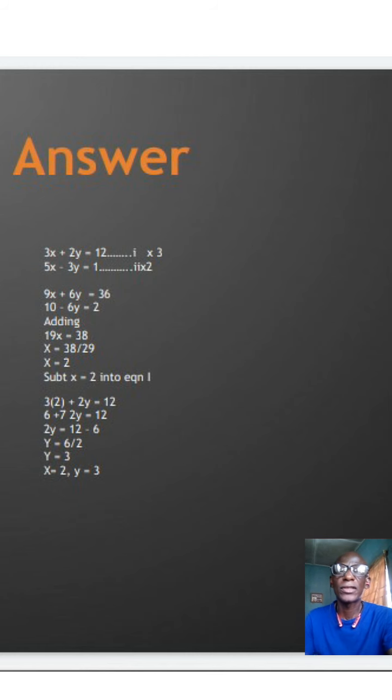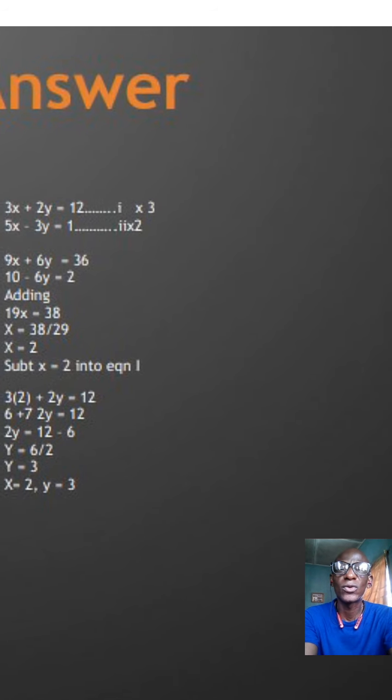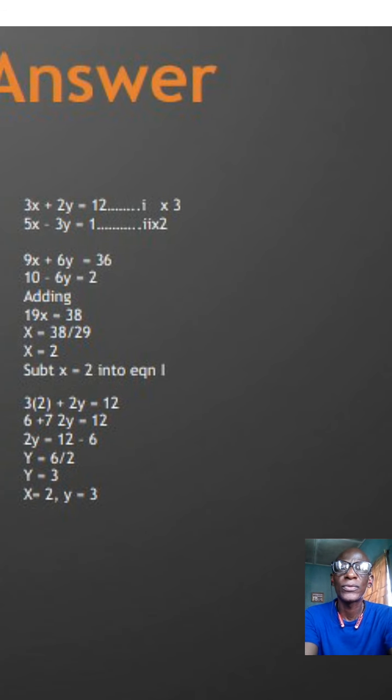I have 3x plus 2y is equal to 12, equation 1. 5x minus 3y is equal to 1, equation 2. Then we multiply equation 1 by 3, multiply equation 2 by 2. That is, we want to eliminate y. The equations now become 9x plus 6y is equal to 36, and 10x minus 6y is equal to 2.